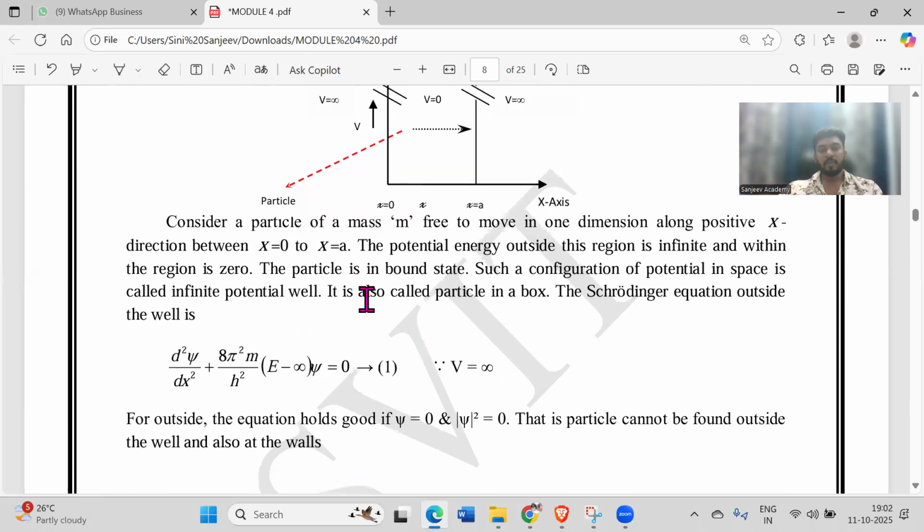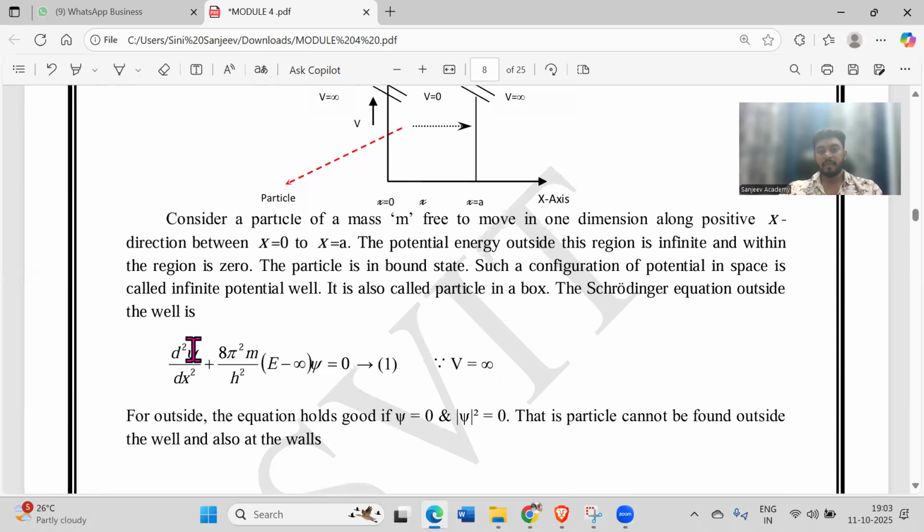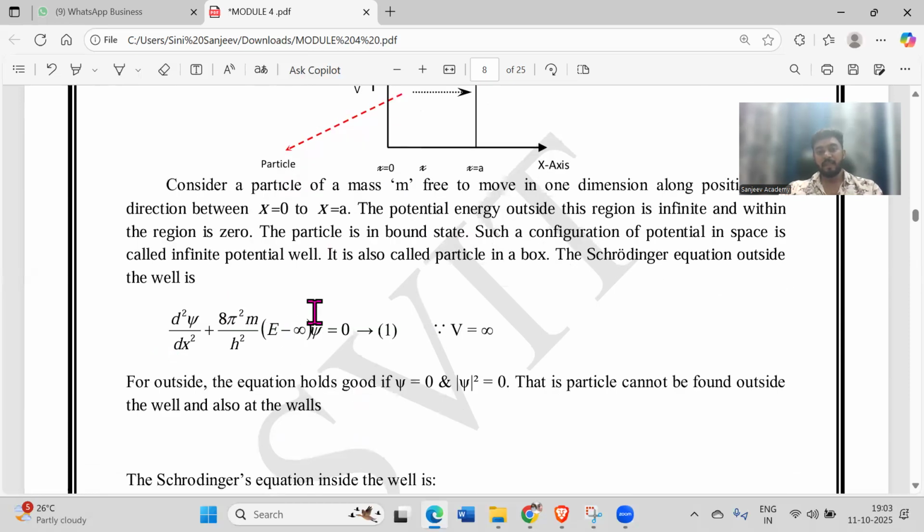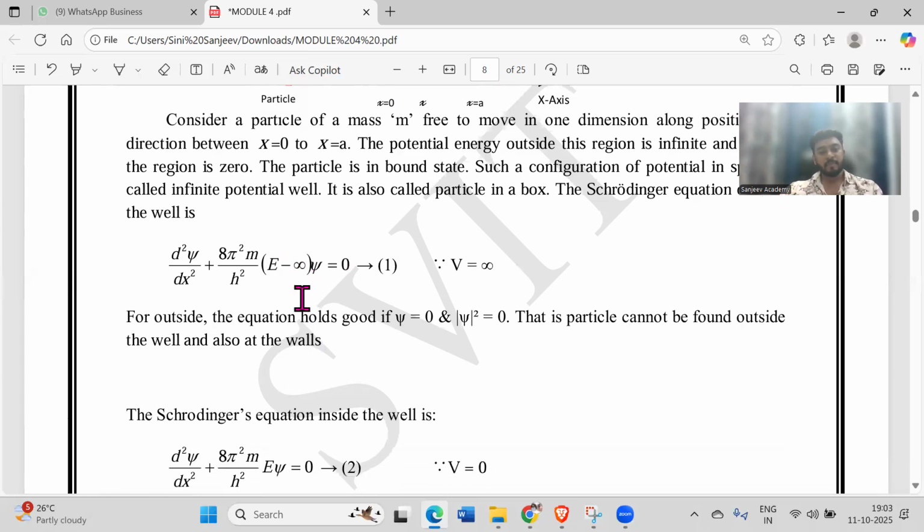So first thing is the Schrödinger wave equation, whatever we wrote, right? Correct? That E minus V, that I will put it. Correct? Instead of V, what I'll put? I'll put infinity. Because the potential here is what? Infinite. The potential is infinite. That's the reason V value is infinity. So no need for you to think too much on that. Okay. So infinity, that is 0.